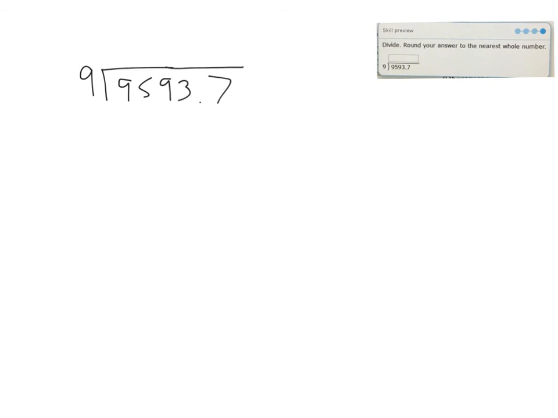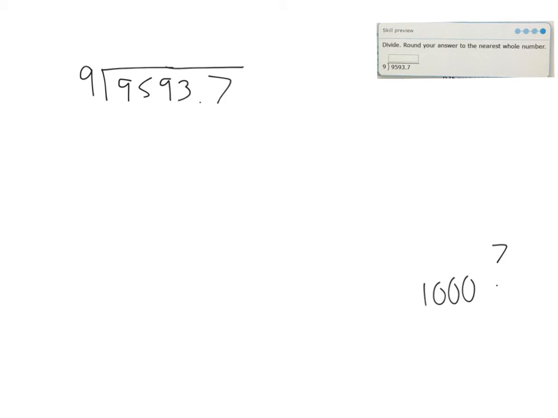Let's do one more. This last example says, divide, round your answer to the nearest whole number. 9,593.7 divided by 9. Estimating first. This is obviously bigger than 9,000, but it's about that, divided by 9. The answer should be 1,000-ish. Probably a bit bigger than that, but somewhere near 1,000. Okay, let's go ahead and start.